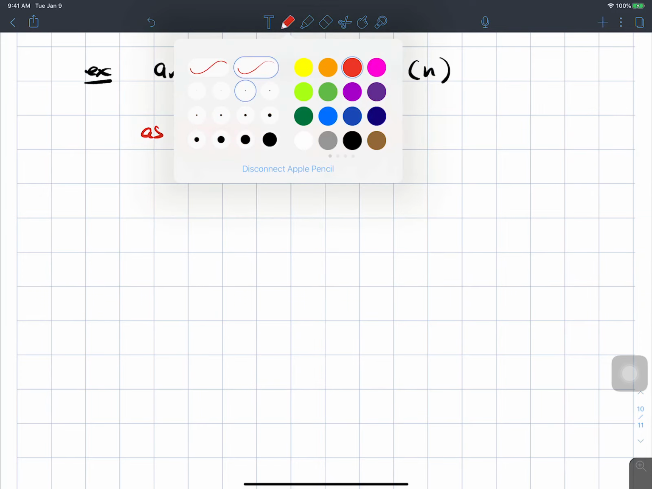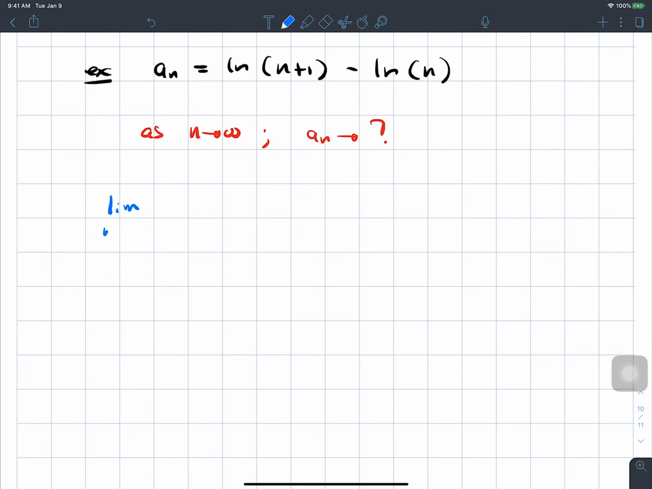Okay. So we really have to take the limit now as n gets big, and we have natural log of n plus 1 minus the natural log of n. And when we do this, we notice we get infinity minus infinity, because for the first term, if n gets big, n plus 1 gets big, which means the natural log gets big, because natural log is an increasing function. It keeps getting bigger. That's what kind of function it is.